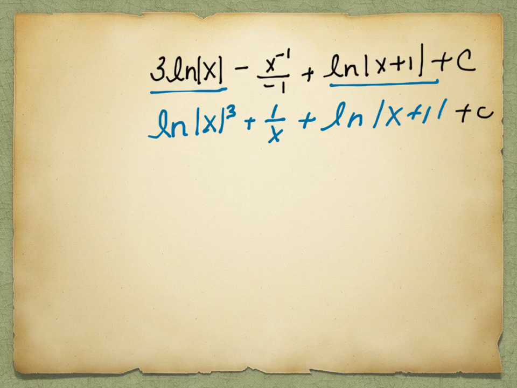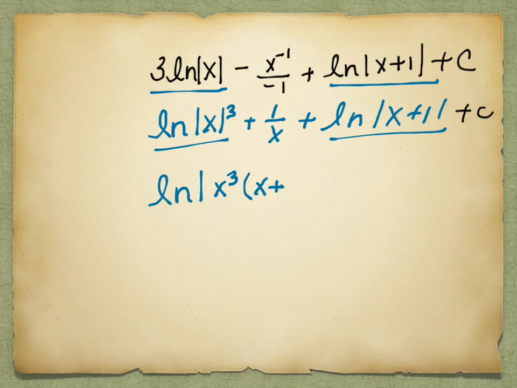Okay, so then I can combine the natural logs. How? With multiplication, right? Because these are added together this time. So I've got the natural log of, and I'll write this as the absolute value of x cubed times x plus 1. I can't combine the 1 over x with it, however. It doesn't have any logs involved, so it's just at the end, and then plus c. Okay, is that all right?